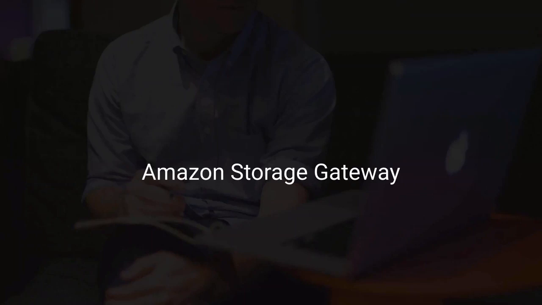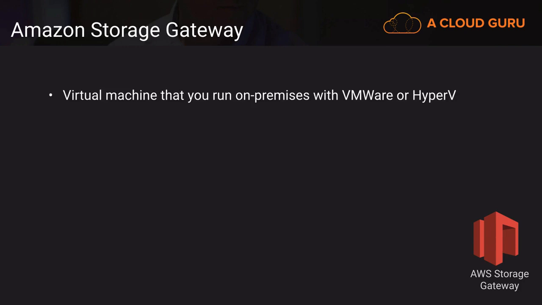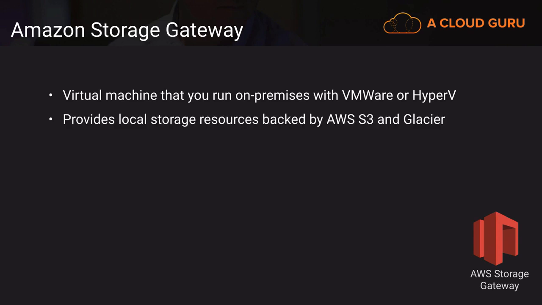Let's talk about the Amazon Storage Gateway. Amazon Storage Gateway is a virtual machine that you can download, and you can either run on-site, or you can also run it on EC2. On-site, you have to have VMware or Hyper-V. It provides local storage resources that are back-ended by S3 and Glacier.